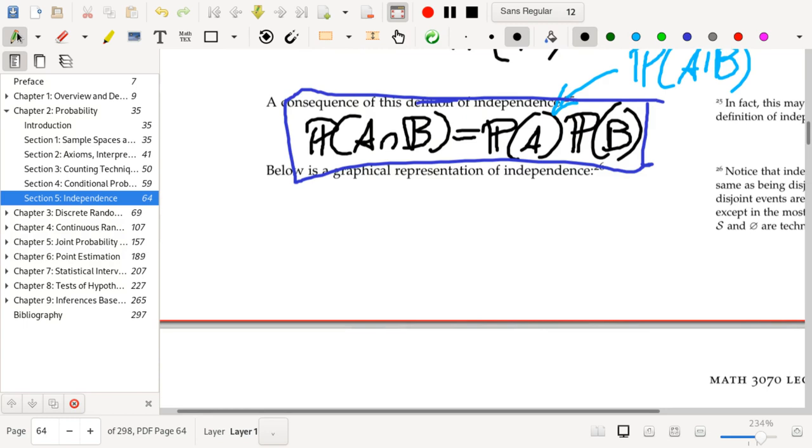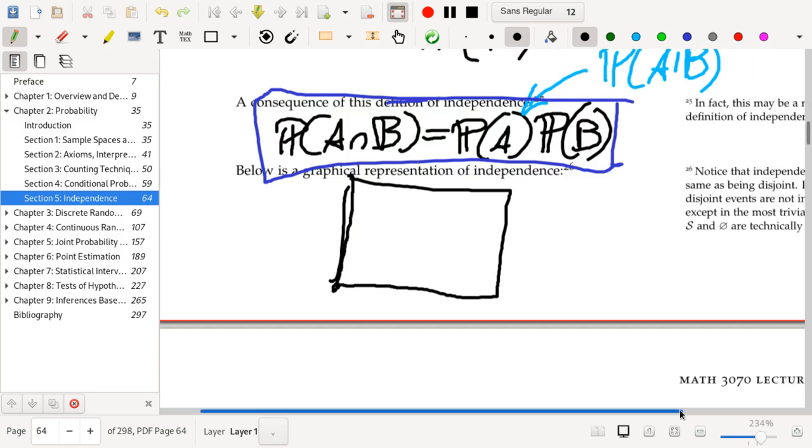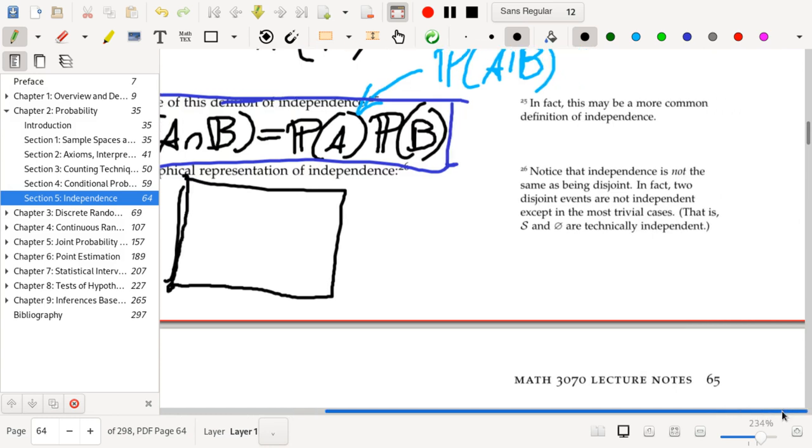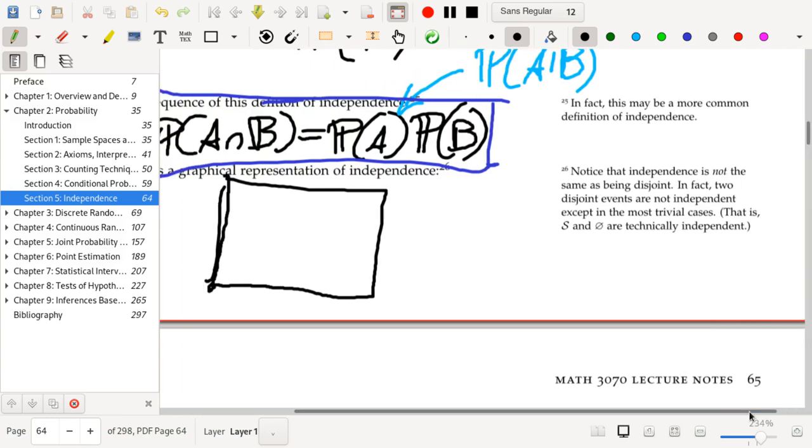Okay, I've been encouraging students to think about probabilities and sets and events in terms of Venn diagrams. Is it possible to get a Venn diagram graphically representing independence? It is, although it's kind of hard and honestly not that enlightening. I'm going to show it to you anyway, though.